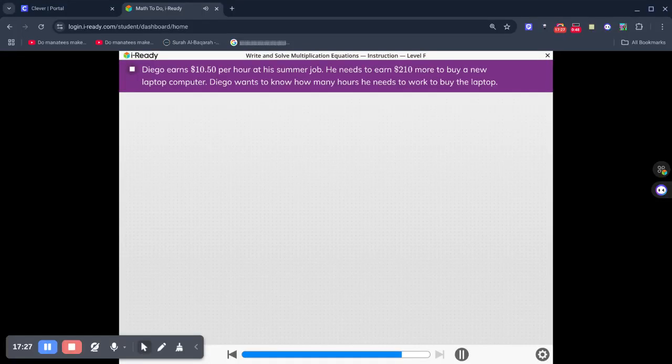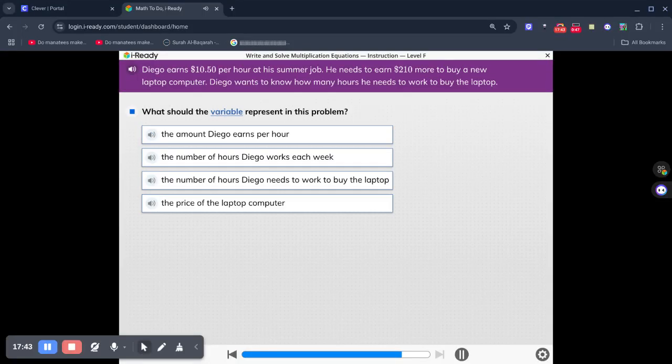Diego earns $10.50 per hour at his summer job. He needs to earn $210 more to buy a new laptop computer. Diego wants to know how many hours he needs to work to buy the laptop. What should the variable represent in this problem?